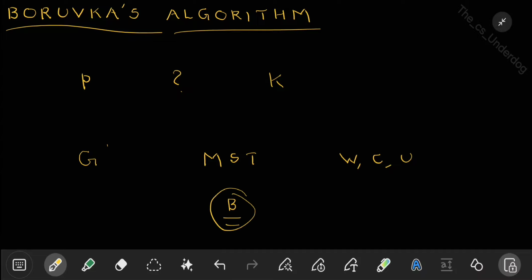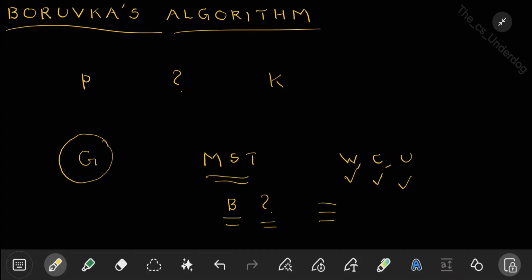That is, it is also a greedy algorithm. The purpose is to find the minimum spanning tree and it is applied on a weighted, connected and undirected graph. So let us see how Boruvka's algorithm is different. What are the steps followed in Boruvka's algorithm? And where exactly should you make use of Boruvka's algorithm? This is what we have to learn.